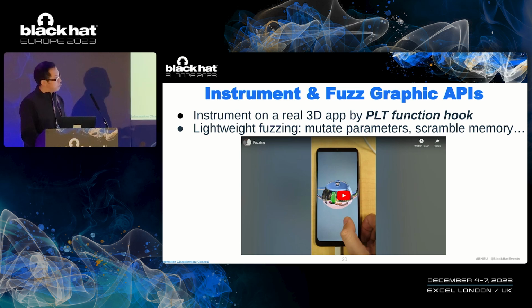So, based on the 3D application, we have a lightweight fuzzer for the graphic APIs, which helped us find several security bugs we missed during the human code review.